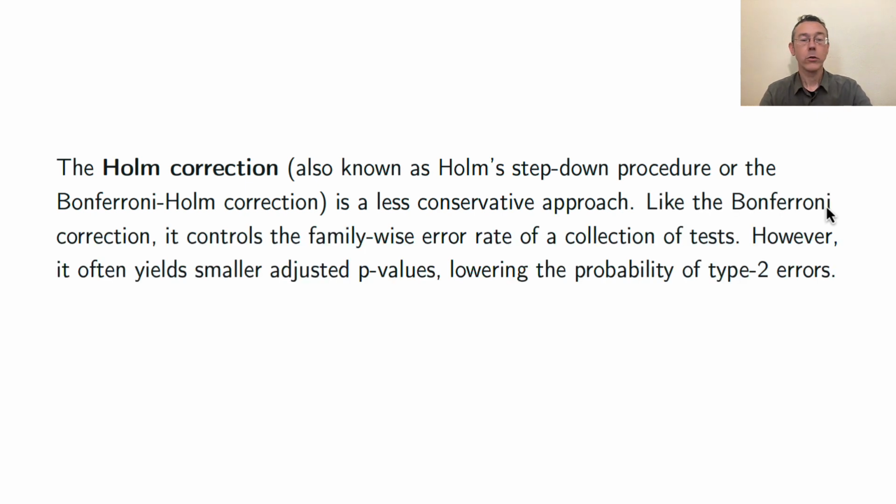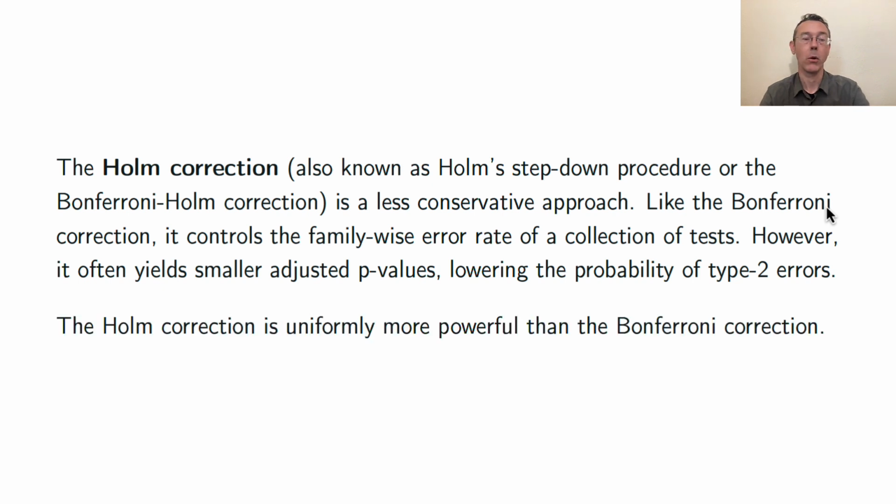Similar to the Bonferroni correction, it's attempting to control the family-wise error rate when you've got multiple tests at some overall level alpha, typically equals 0.05. However, it usually yields smaller adjusted p-values, and so that means you have a lower probability of type 2 errors. In other words, greater statistical power.